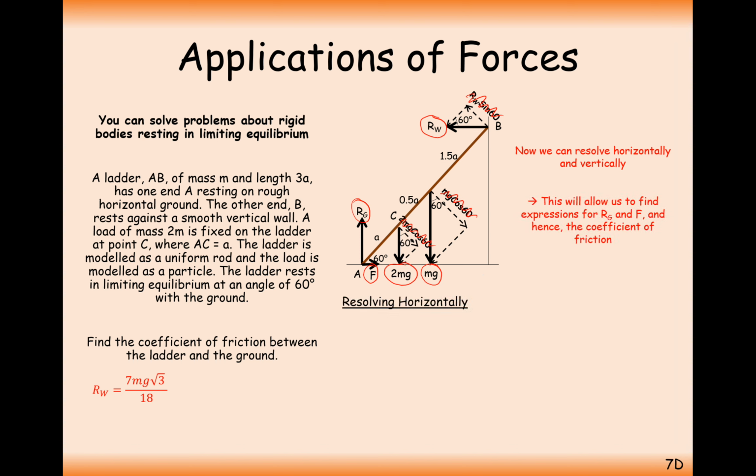So we're now going to resolve horizontally. We're going to set leftwards forces equal to rightwards forces. So it must be the case that the frictional force is equal to Rw. Friction is acting to the right, Rw is acting to the left, no other forces are acting in that direction, so just these two forces must be equal to each other. Therefore we now know that friction is equal to 7mg root 3 over 18.